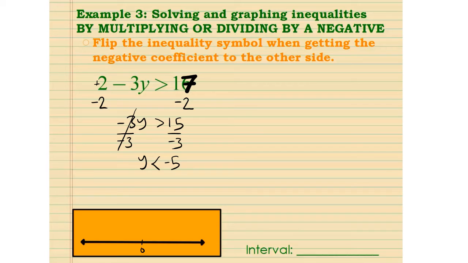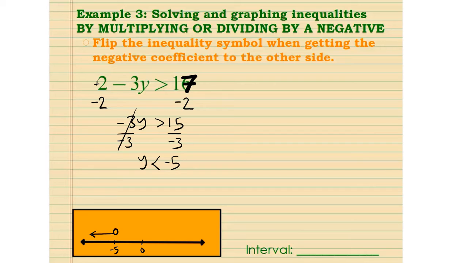Let's say 0 is here. Y values are going to be less than negative 5. Negative 5 is going to be a number somewhere around here. And y values are not included, open circle. Less than negative 5 is going to go towards the left.